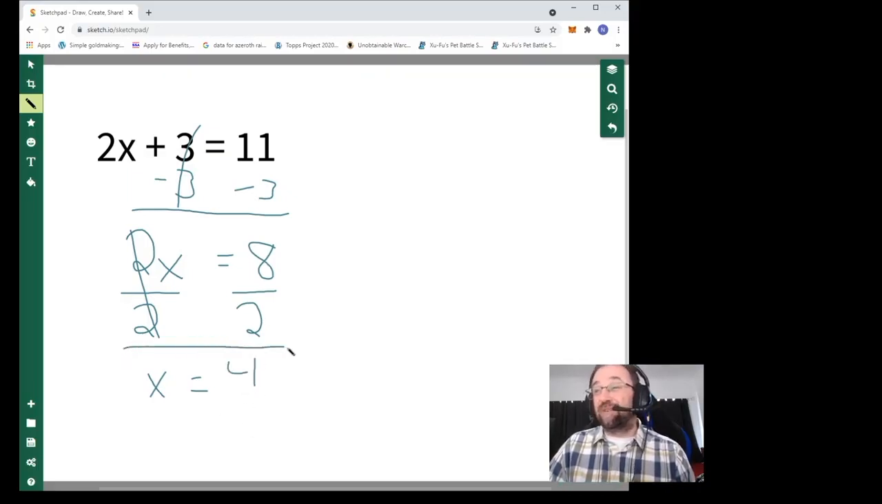And that's pretty much the gist of it, is that we just solved a two-step equation. The first step was to subtract the number from both sides, which is called a constant. Then we divided the 2 off the variable to give us x equals 4.